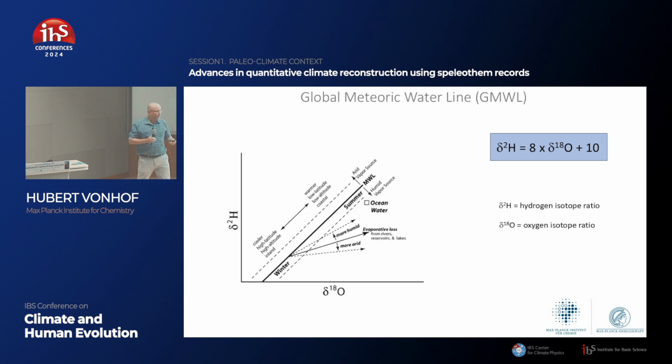But depending on where you find yourself on the line, you can get some more information. If you're down here on that line, you probably have cold conditions, or you would have had a long atmospheric flow path over a continent to bring that rainfall to that cave.